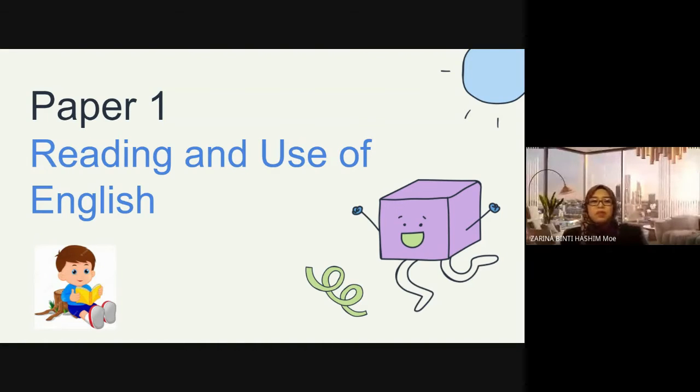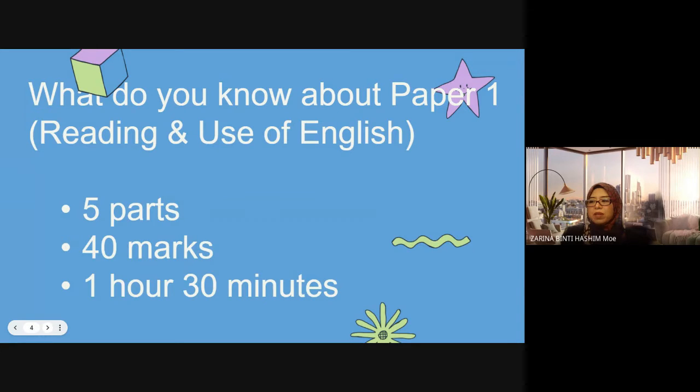Okay, so paper one, basically there are 5 parts. There are actually 5 parts to this paper. Paper one is on reading and use of English. That means your grammar and your vocabulary will be tested in this paper. So there are 5 parts, and it comprises 40 marks.